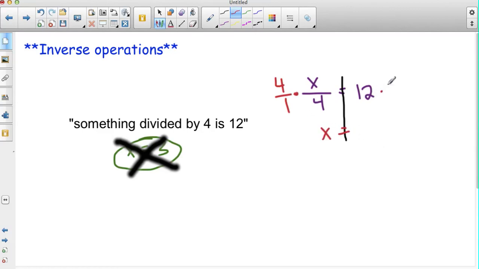In this case, I only have to do times 4 because there's not a fraction. 12 times 4 gives us our answer of 48. Let's check this one. 48 on top of 4, does that equal 12? Well, 48 simplified, 4 goes into 4 once, 4 goes into 8 twice, that equals 12.